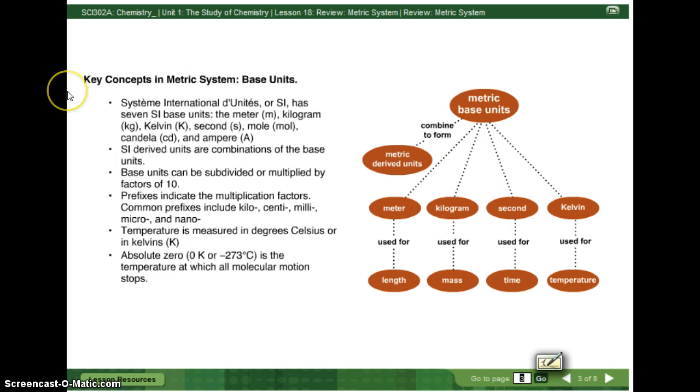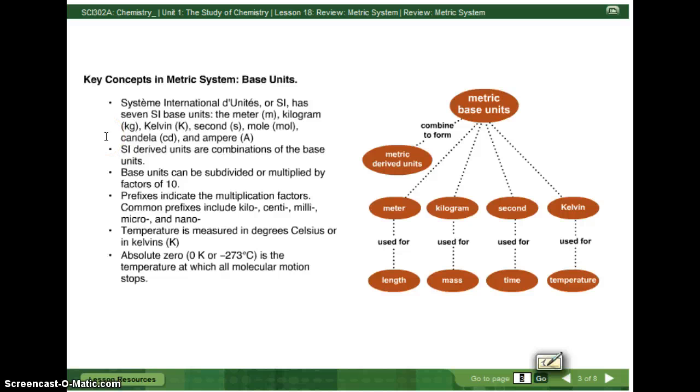All right, so let's review what you should already know, key concepts in metric system base units. The Système International des Unités, or SI, has 7 SI base units. So close your eyes. Meter is abbreviated M and measures length. Kilogram is abbreviated kg and measures mass. Kelvin is abbreviated K and measures temperature. Second is abbreviated S and measures time. Mole is abbreviated mol and measures basically how much stuff you have.